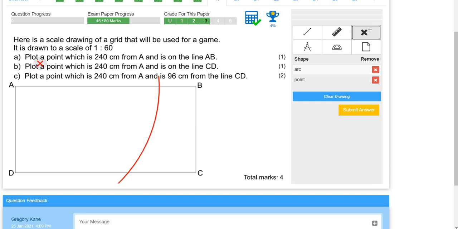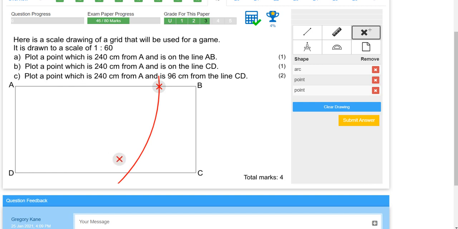And I want to have a point. And let's just move that. And there it is. And hopefully that's close enough for MathsWatch to make sense of it. So now I want to plot a point that's 240 from A and on the line CD. So 240 from A and on the line CD is along here. It's going to be this point here. So let's get another point, and we're going to drag this, and that should be approximately there.